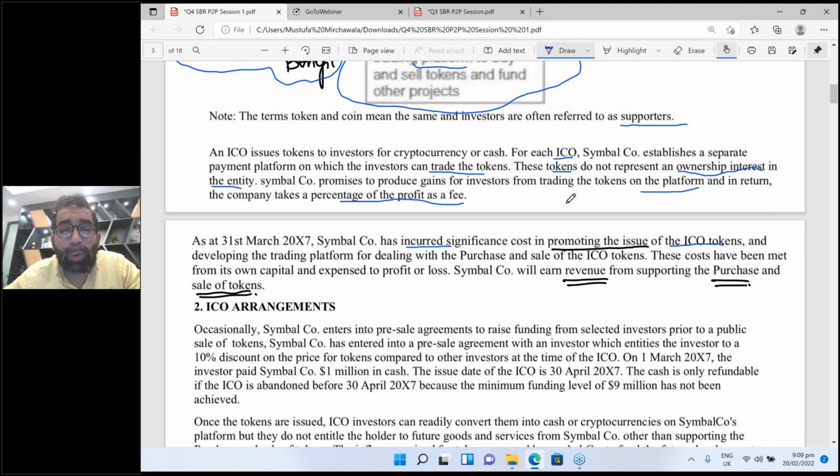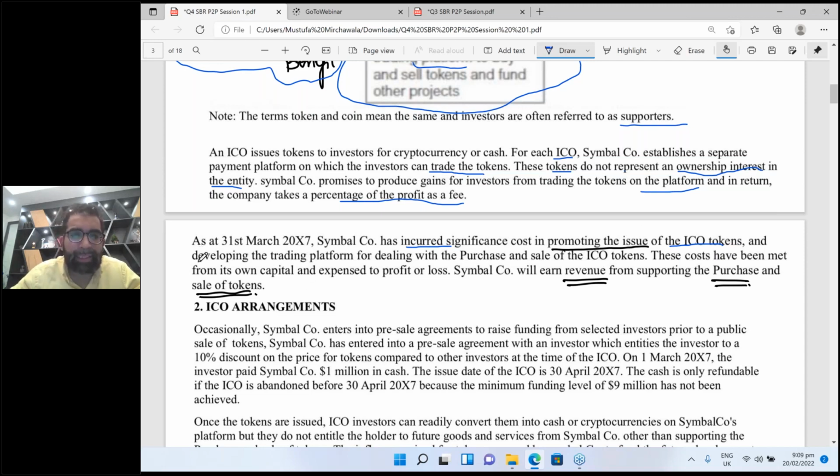That's why don't think of capitalizing this promoting or advertising expense. This is very simple. This is a basic issue, a basic concept which has been decided and done years before. Okay, now, so one cost is promoting the issue, this is P&L.